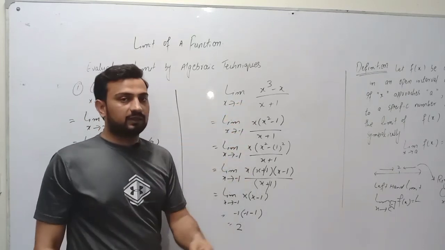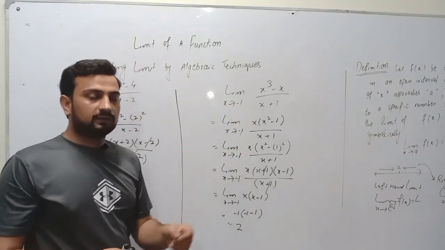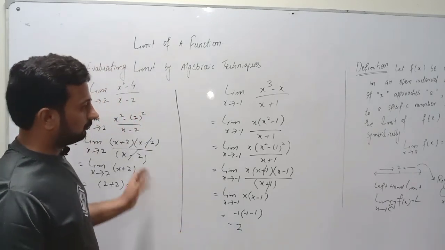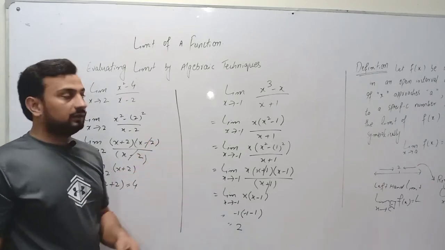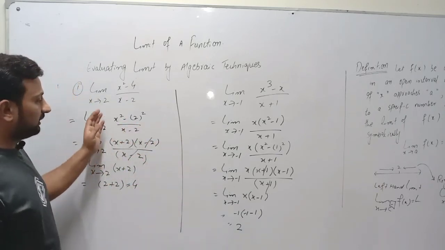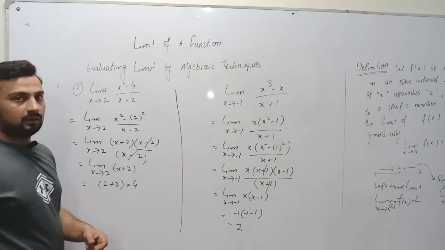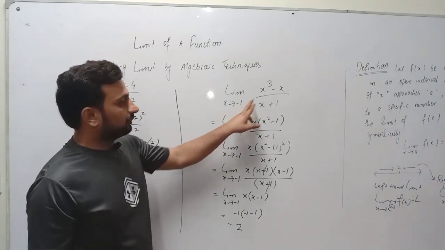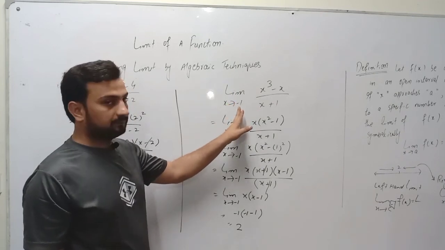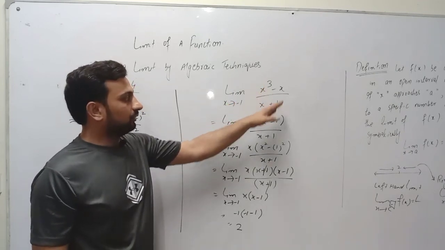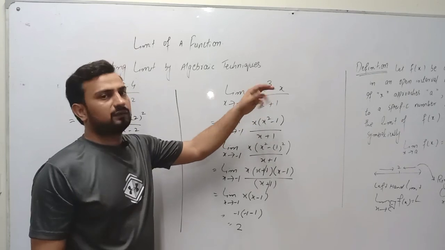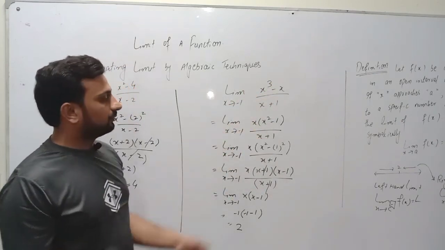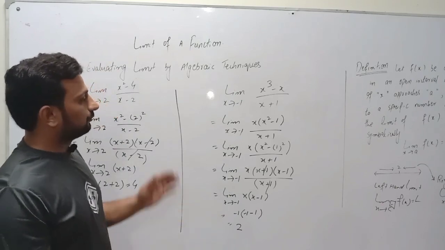So when you are getting a 0 over 0 form or undefined, then you will use this method of algebraic techniques. You can take common factors, or factorize if there is a requirement. This is the way to solve limit problems by using algebraic techniques. First you put the given number in the function directly. If it is undefined or of 0 over 0 form, then you will use algebraic techniques. This is the proper way to solve this.